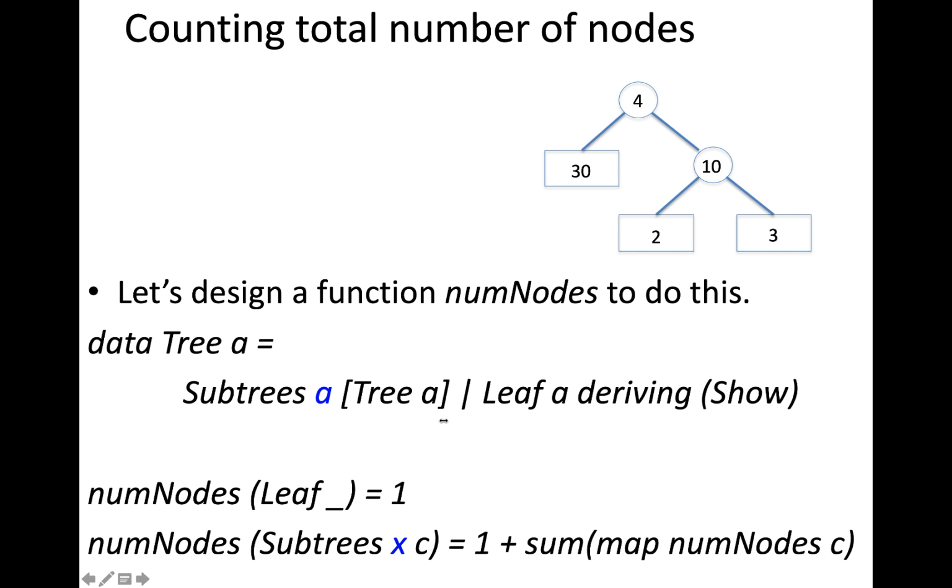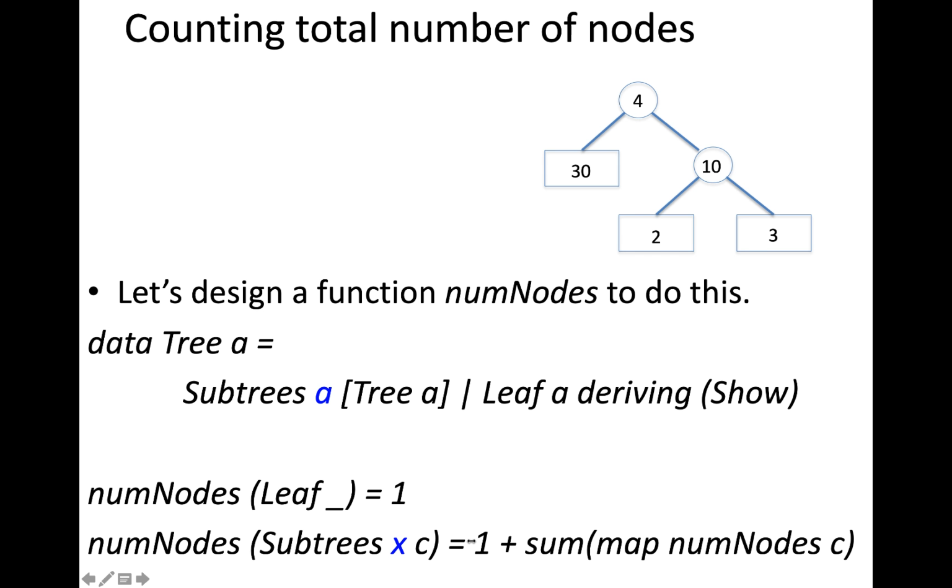Now let's talk about the other function, which is number of nodes on this newly defined tree type. So number of nodes on the first case, when there is only one leaf, it's still 1. And the other case, when there is subtree list C and inner node X, the number of nodes should be the sum of the number of nodes in each of those subtrees, like what we had before. But don't forget to add 1, and that is coming because of this inner node X, correct?